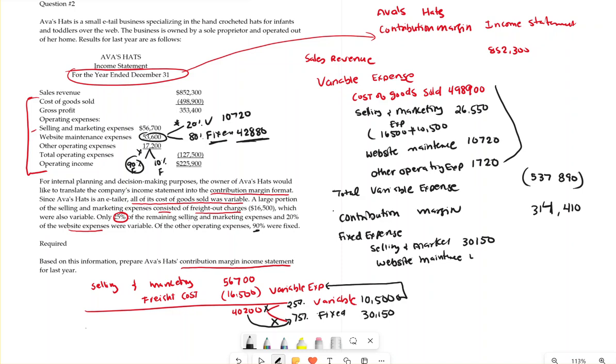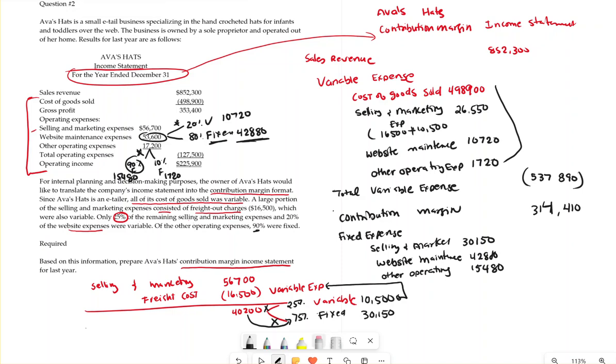That is 42,880. And we also have 90% of other operating expenses. So my other operating expenses, that is your 17,200 multiplied by the 90%, it will give you 15,480.